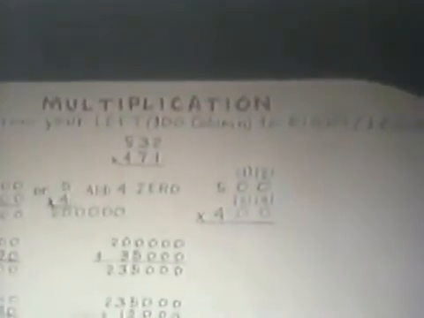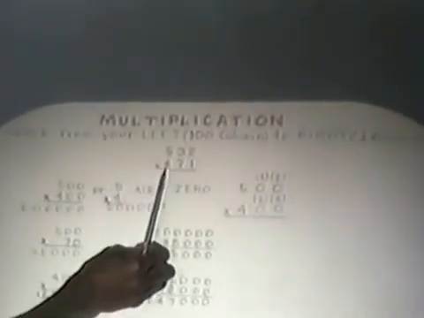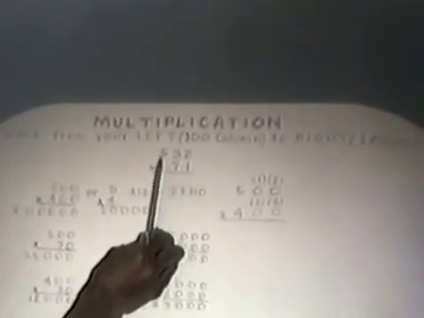Let's do multiplication not from the right to the left, but let's do multiplication from the left to the right. I know you're used to doing it the other way, but we're just going to do it this way so you can get it. We're going to multiply 471 times 532. But we're not going to go from the right to the left. We're going to go from the left to the right.